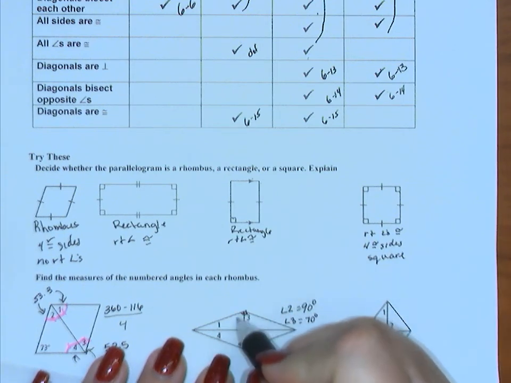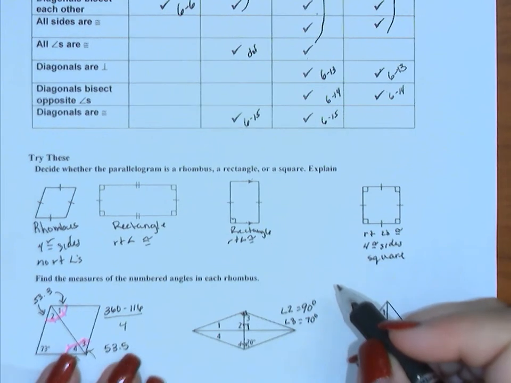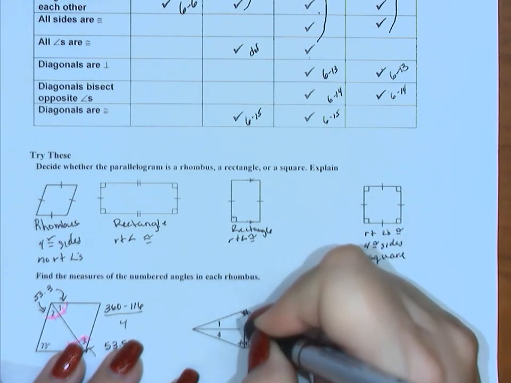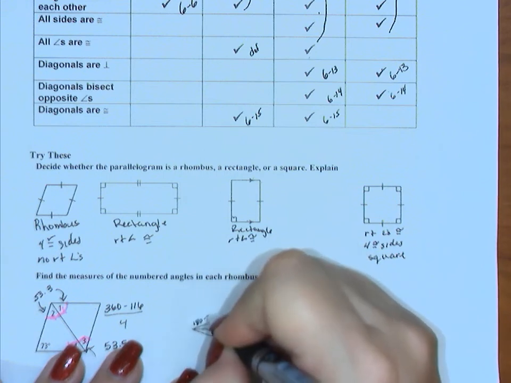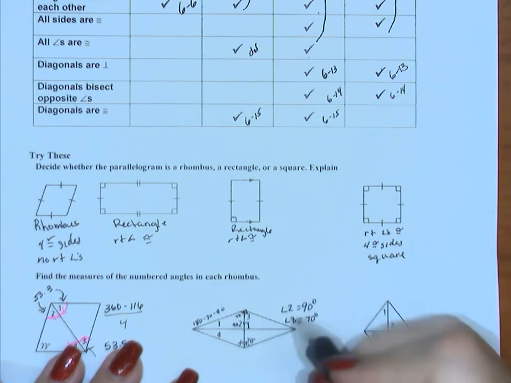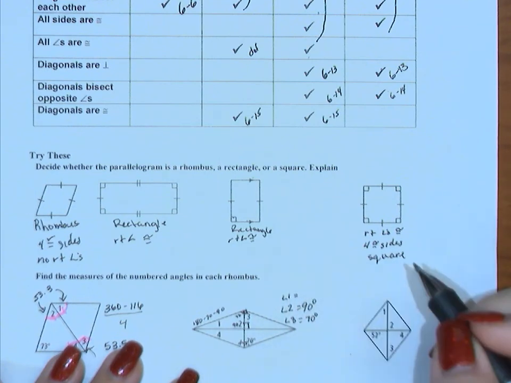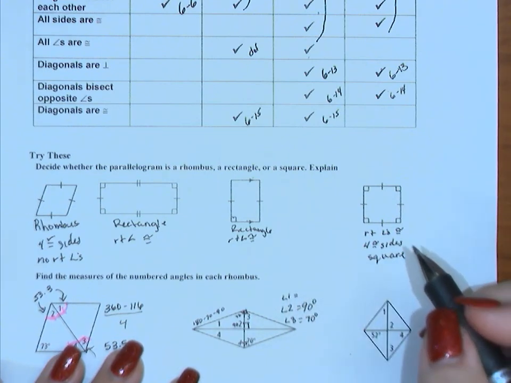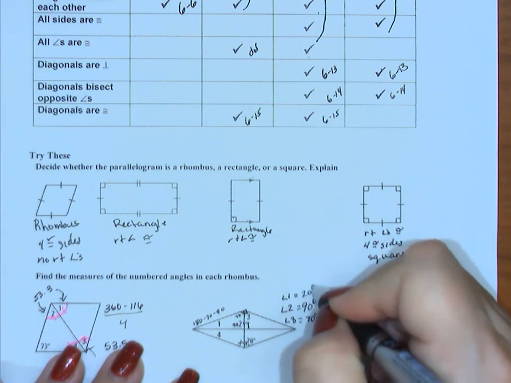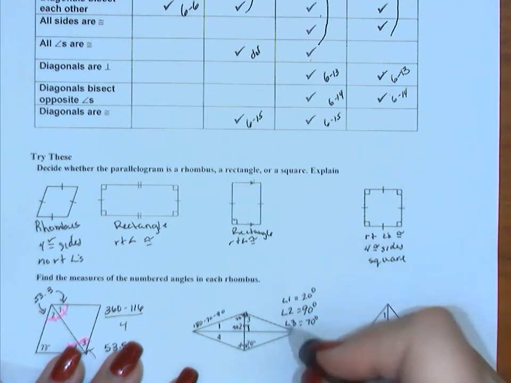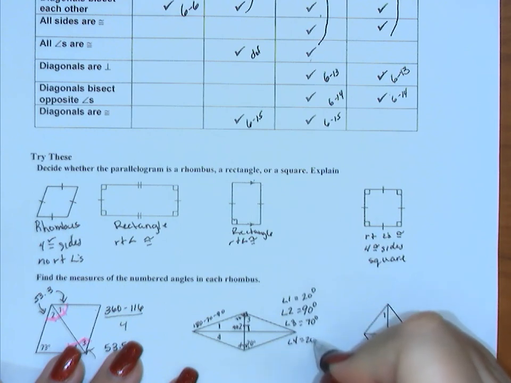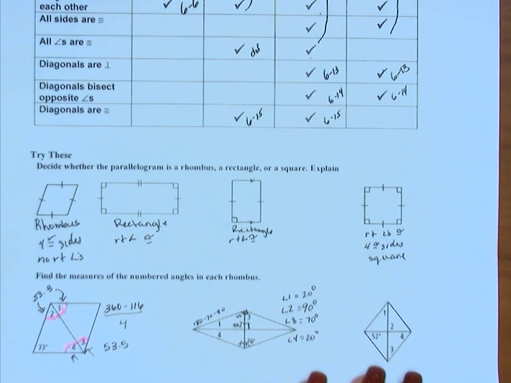And then the interior angles of a triangle are 180 degrees. So this right here was 70 degrees. This right here was 90 degrees. So 180 minus 70 minus 90, that makes angle 1 20 degrees. And because angle 1 and angle 4 are created by a diagonal which bisects the angle in a rhombus, then I know angle 4 is also 20 degrees. Take a second and figure this one out.